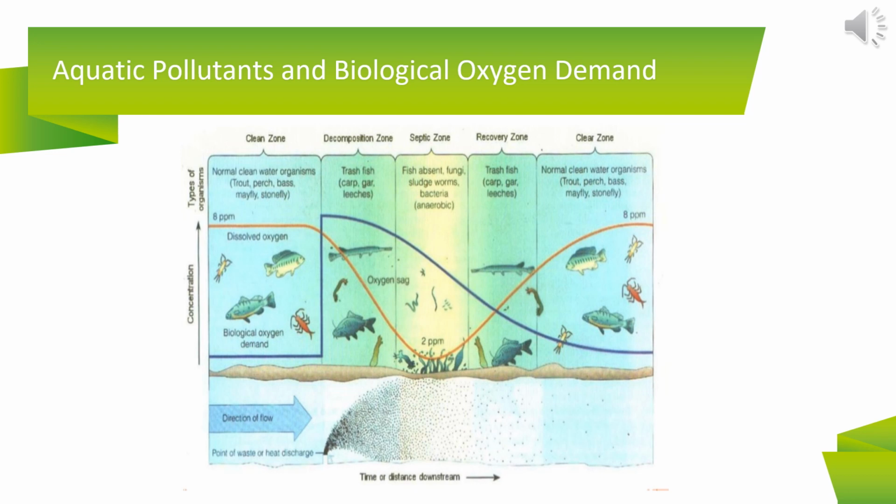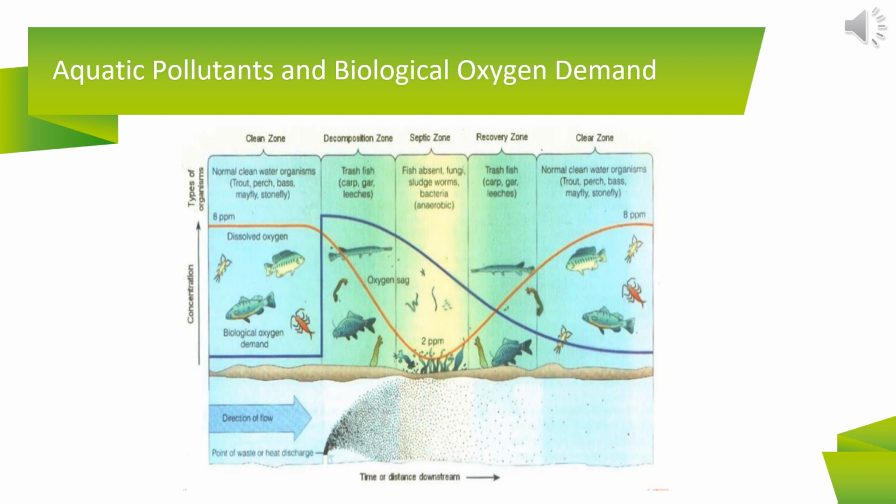And what we're going to look at is what happens when you have organic waste dumped into this system. So you'll notice that there are two lines. The orange line at the top is showing you your concentration of oxygen. The blue line is showing you your biological oxygen demand, or the rate at which these organisms are using oxygen. Note that normal, healthy river systems and bodies of water typically have about 8 parts per million of dissolved oxygen.